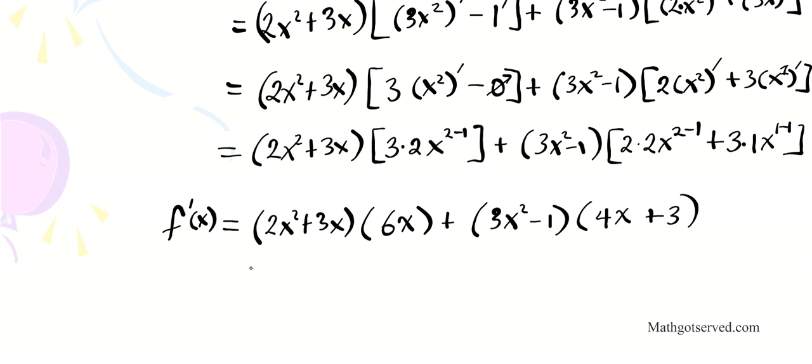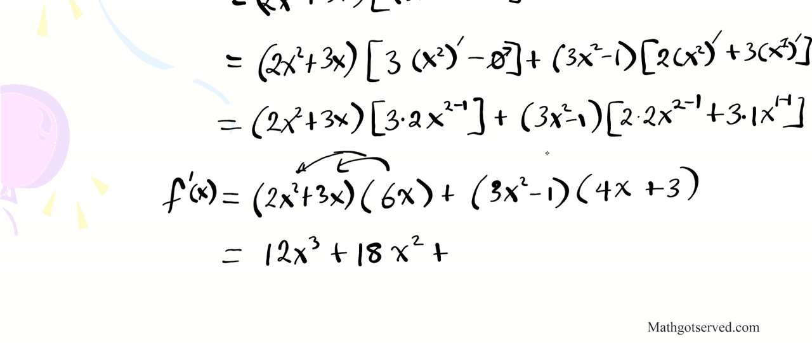And then simplifying further, we can distribute 6x to both sides here. This and this. So that's going to give me 12x to the third plus 18x squared. And then on this side, we have to distribute twice. So we do the 4x. Okay, so one thing I can do here is I might as well start organizing while I'm distributing, right? So 4x times 3x squared is 12x to the third.